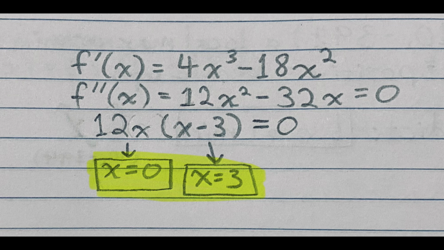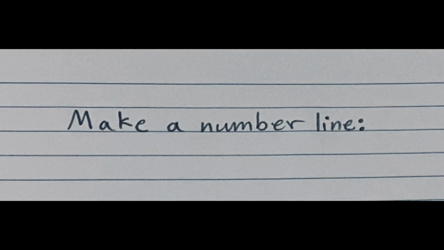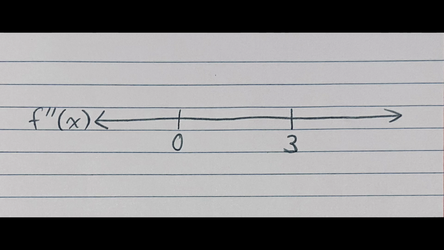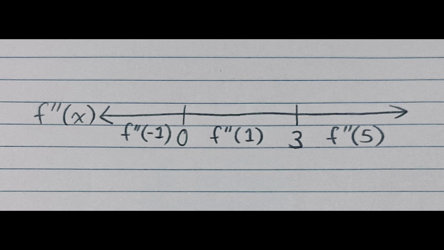And to find the inflection points, you just set that equal to 0 and solve for x. So I found that x is equal to 0 and x is equal to 3. So the next thing you want to do is make a number line. Making a number line will help you find the intervals of concavity. So on my number line, I put x equals 0 and x equals 3, and then I tested some values around 0 and 3. So I used -1, +1, and +5.